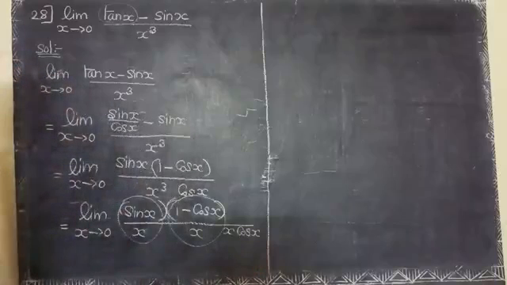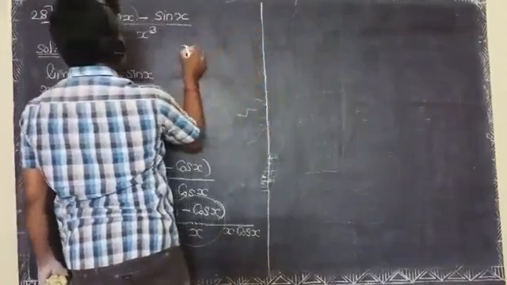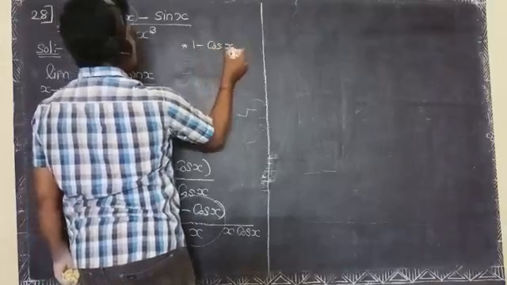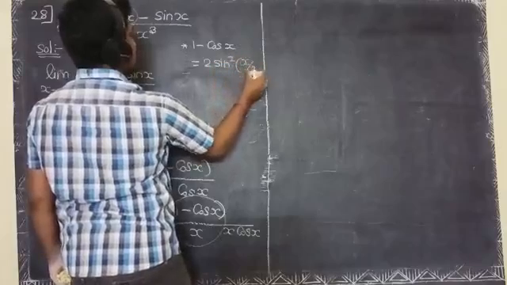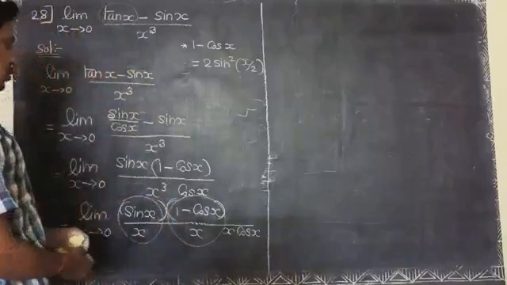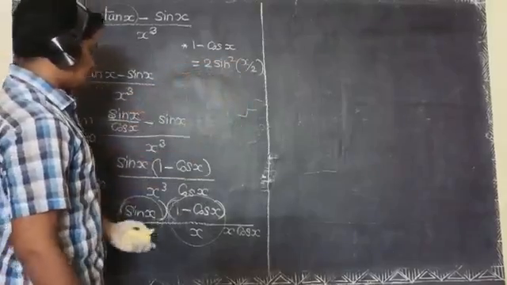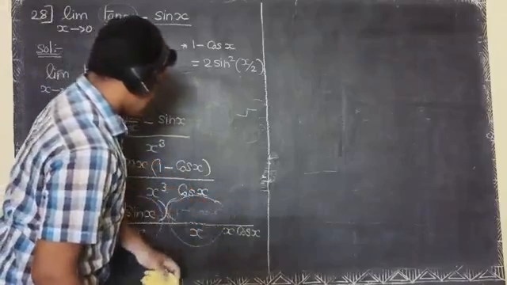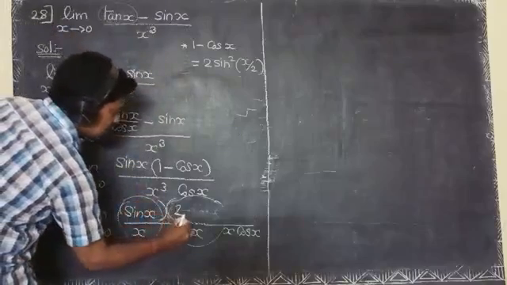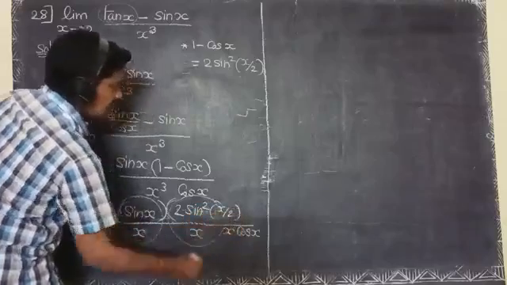So, or otherwise, using the trigonometry formula, 1 minus cos x is equal to 2 sin square x divided by 2. So using this, it is split into these types. 1 minus cos x means 2 sin square (x by 2).